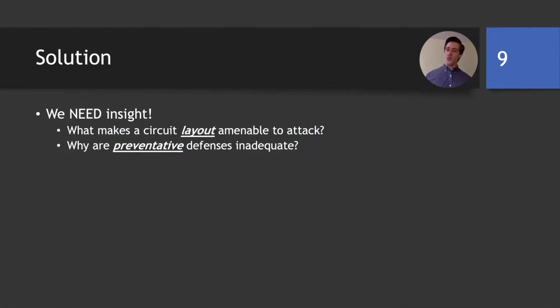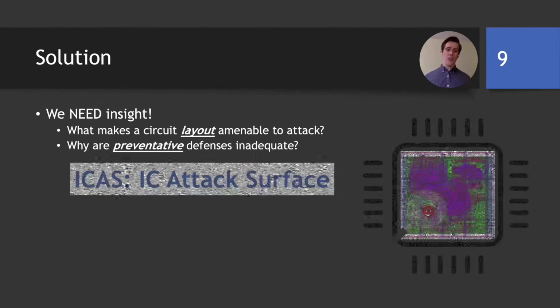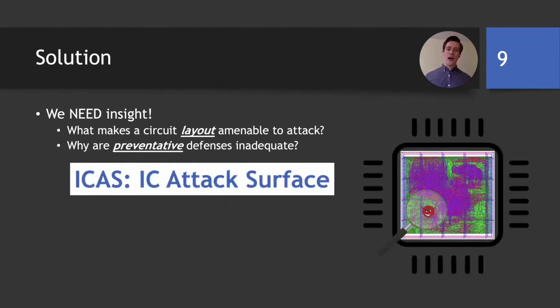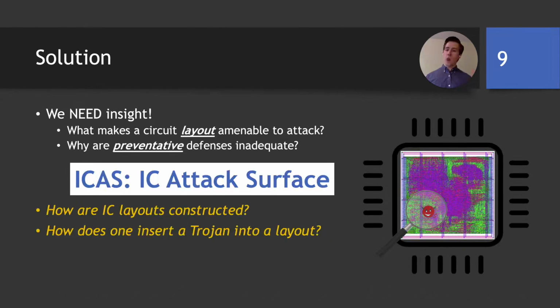To answer these questions, we need insight. We need to understand what makes a circuit layout amenable to attack and why preventative defenses are inadequate. To address these questions, we develop an open source IC layout analysis framework called ICAS, or Integrated Circuit Attack Surface, that estimates the susceptibility of integrated circuit layouts to fabrication time Trojan insertion. To understand how ICAS works, we need to understand one, how IC layouts are constructed, and two, how one goes about inserting a Trojan into a layout.